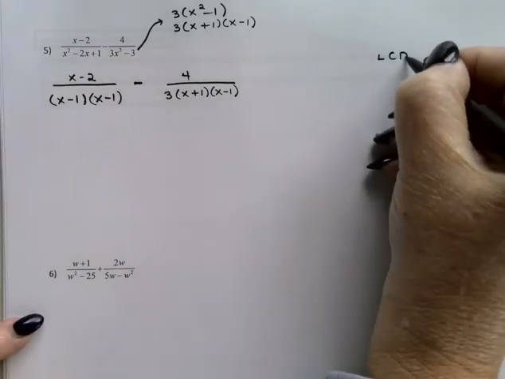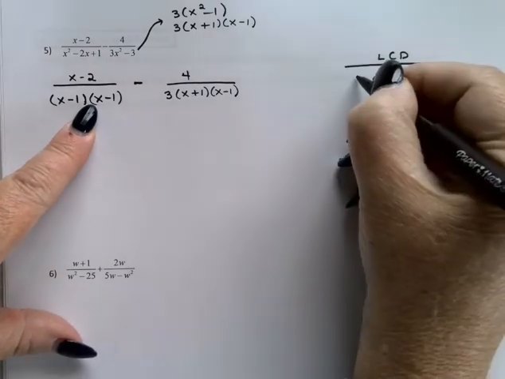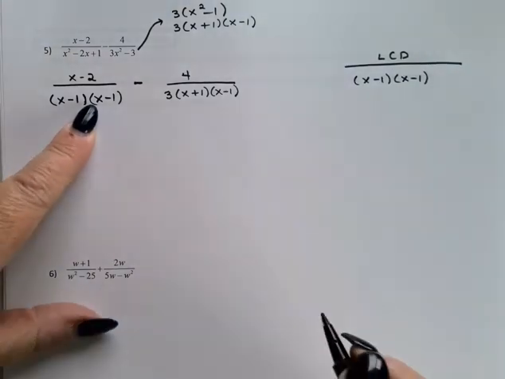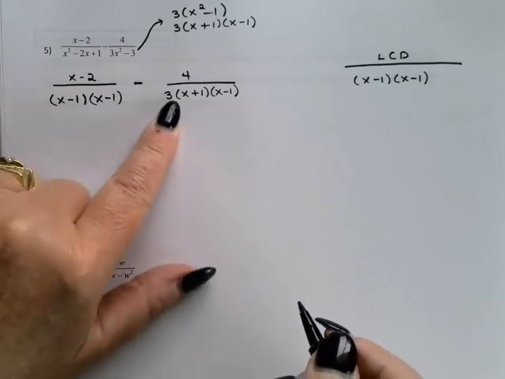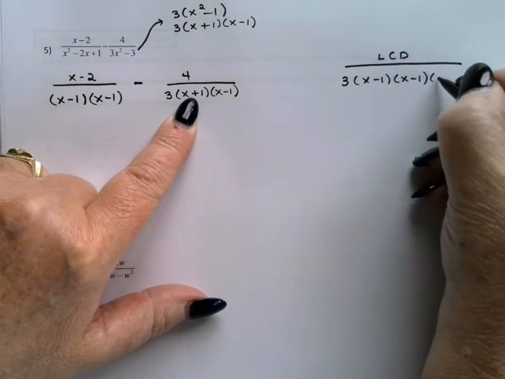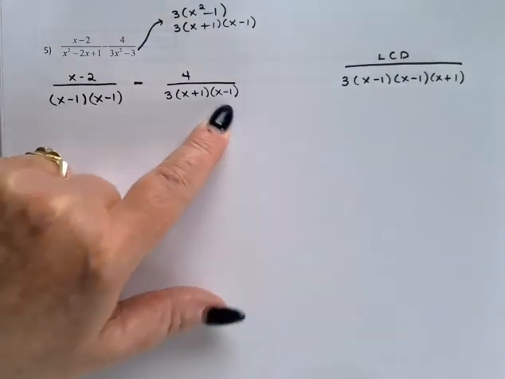All right, common denominator. I'm definitely going to need both of those x minus 1s, since there are 2 of them, but they're in the same fraction. I've got to use them both. Over here, I'm going to need a 3. I'll put that out in front. I'm going to need an x plus 1, but the x minus 1's already in there.